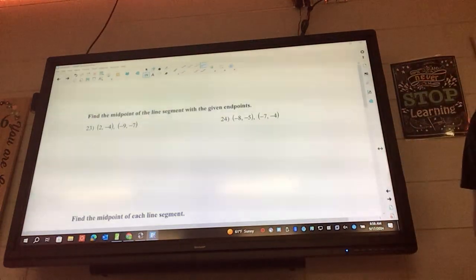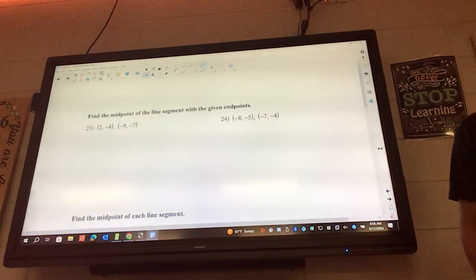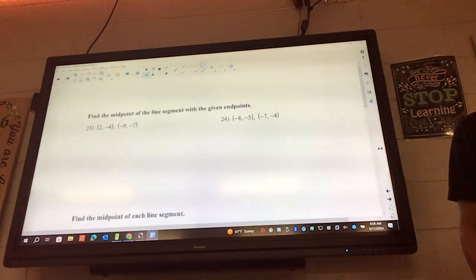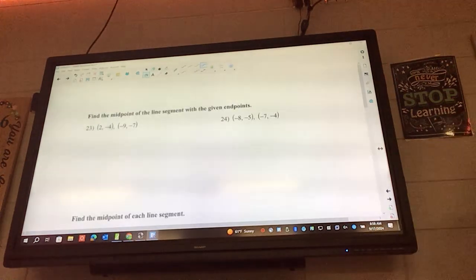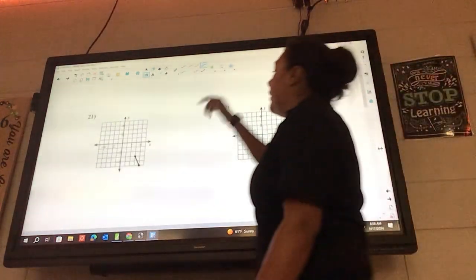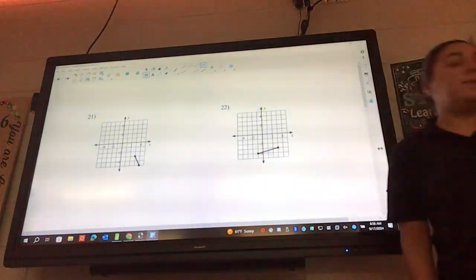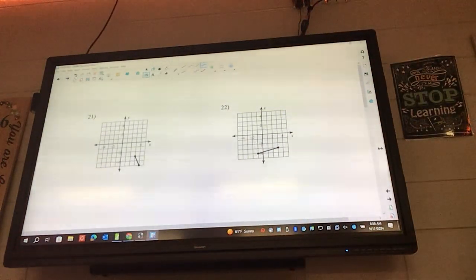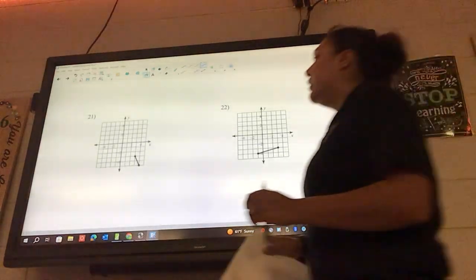Okay, number 23 says find the midpoint. Does anybody remember the midpoint formula? Wait, what about number 21? Did I skip one? You got number 21. Oh, my computer's lagging. So 21 is the same as the distance, but we need to find a coordinate first.